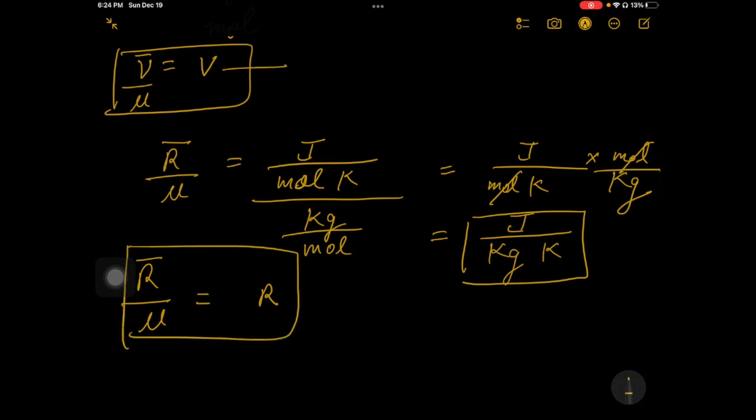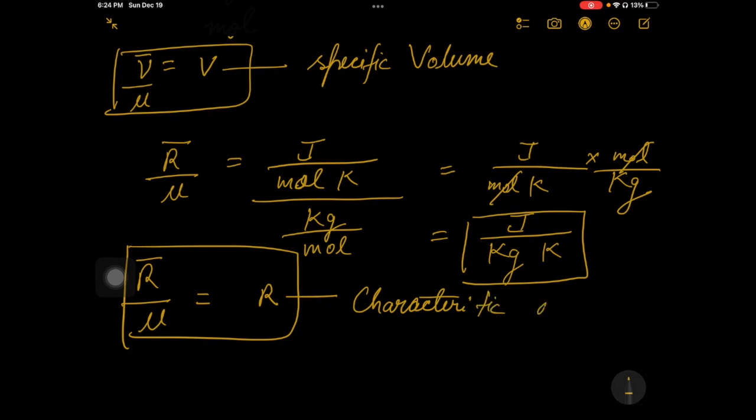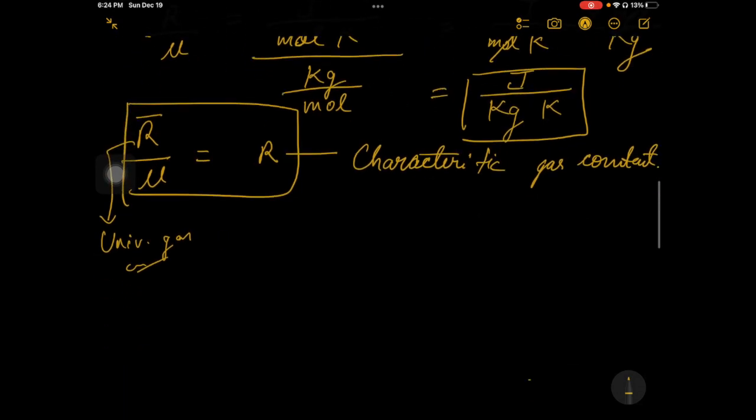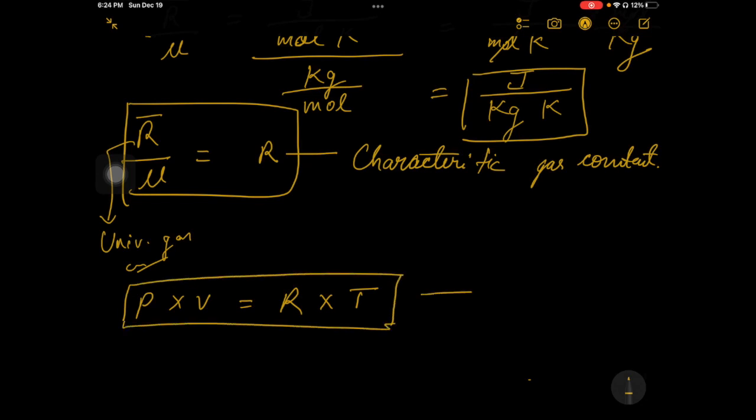This V here was specific volume, and this R here is the characteristic gas constant. Now please remember, R bar is the universal gas constant, and this R is the characteristic gas constant. So your final equation becomes P, with small v, the bar removed now, this is specific volume. In terms of R bar by mu, we have simply R, which is the characteristic gas constant, and then the absolute temperature, T. So this is your one equation. Let's say this is equation A.